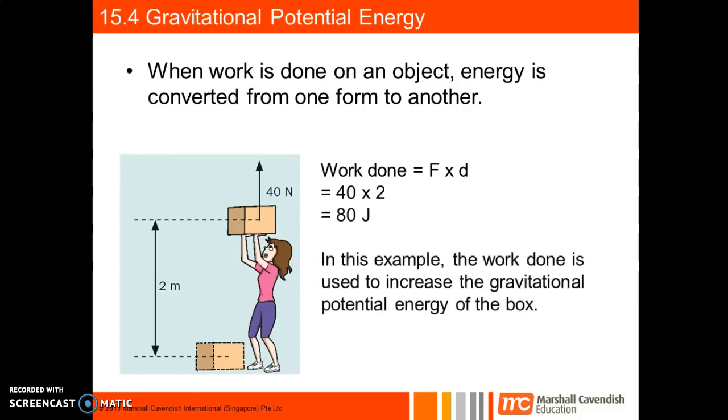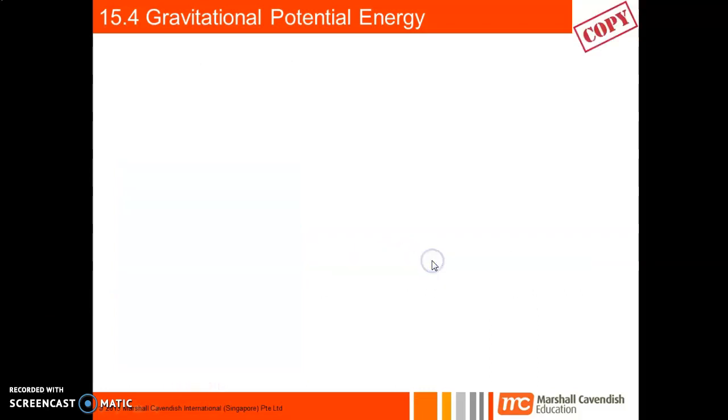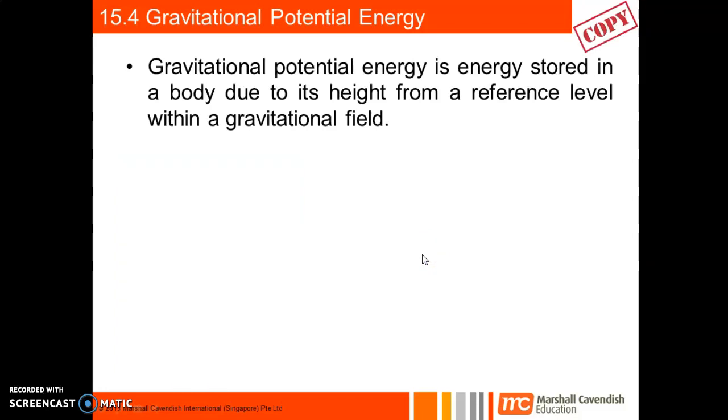In this example, we can see that the work done is used to increase the gravitational potential energy of the box, because the box is being lifted from ground level to a higher height. Gravitational potential energy is energy stored in a body due to its height from a reference level within a gravitational field. What does this mean? Basically, it is energy possessed when an object is above a certain height. The reference height could be the ground level, the bottom of the staircase, or sea level, depending on what the question states.